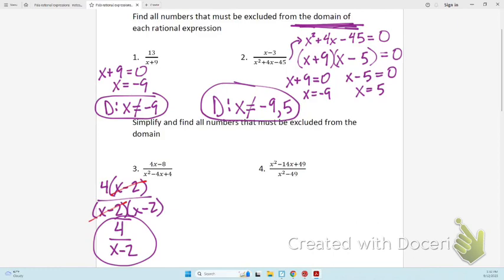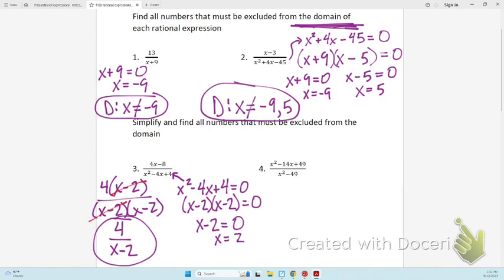For the domain, you want to take the original denominator and set it equal to 0. The original denominator. So that means x squared minus 4x plus 4 equals 0. Now we already factored it. I already showed you how to do that. So I'm just going to copy what I already did on the left over there. And then this is pretty easy. They're duplicates, so you really only need to set one of them equal to 0, and you get 2. So the domain is any number except 2.